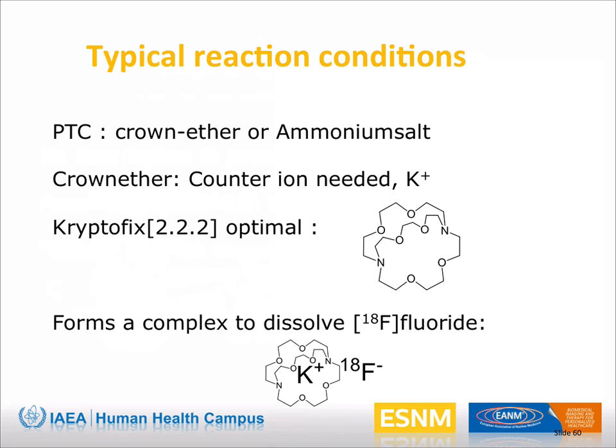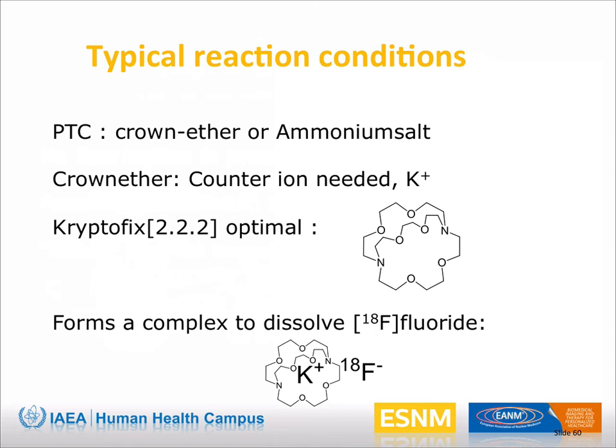Cryptofix is an amino polyether that perfectly complexes the potassium ion. This apolar complex acts as a counterion of fluorinating fluoride that is attached as a naked reactive nucleophile to the positively charged complex. The potassium cryptofix fluoride complex is well soluble in acetonitrile, which is the solvent of choice for the radiochemical synthesis of FDG.